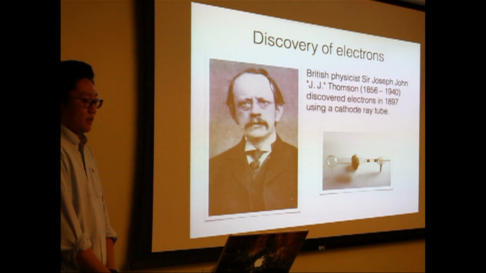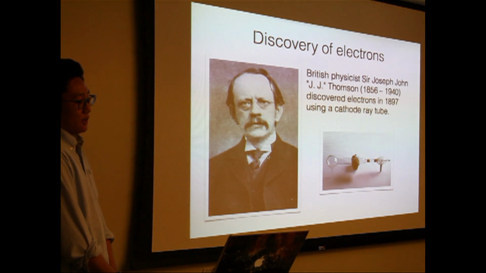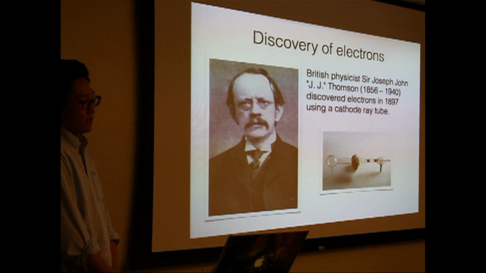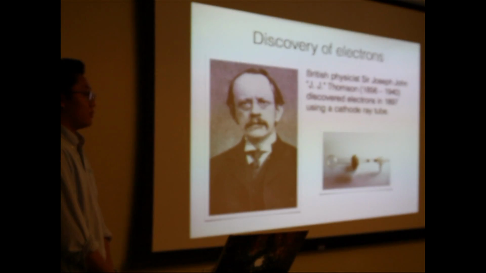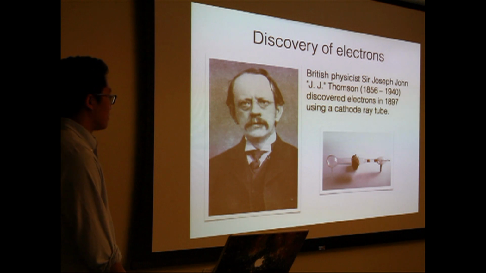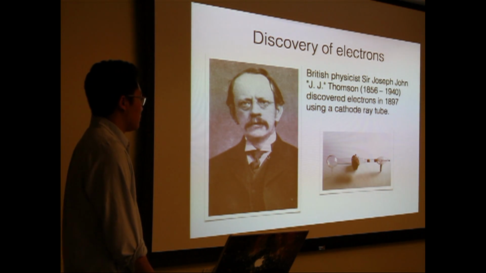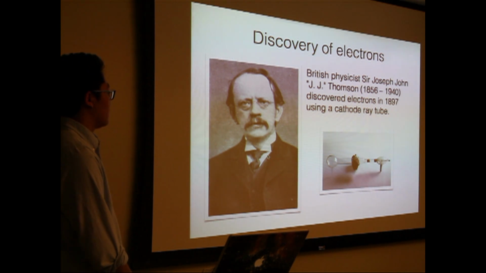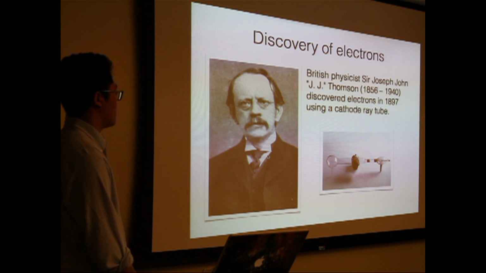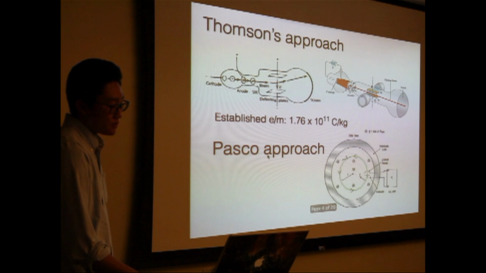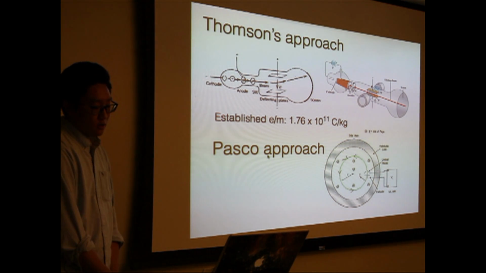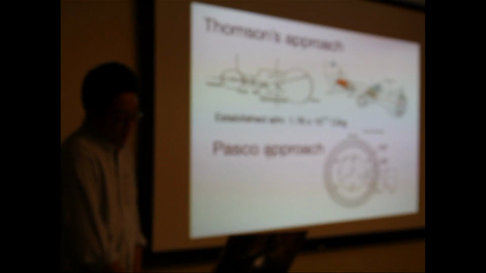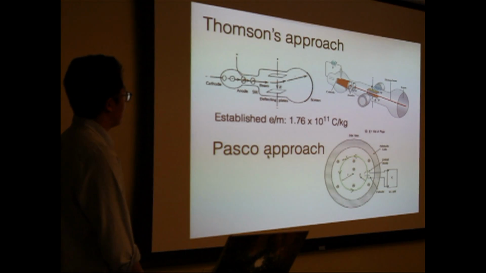Back to 1897, British physicist J. J. Thomson used the cathode ray tube to measure the e over m ratio, and based on this experiment, he became the first person to find the electron. This is Thomson's approach.